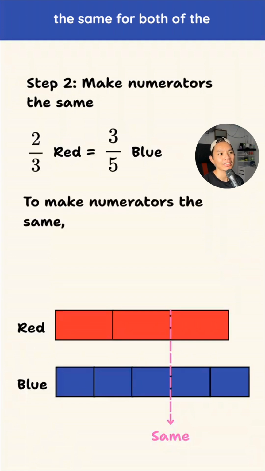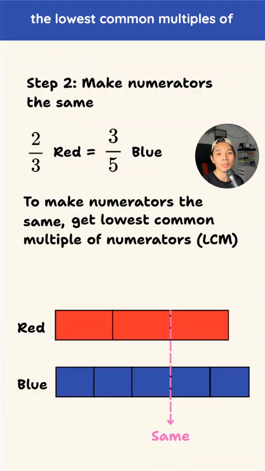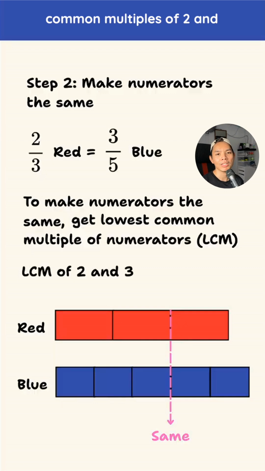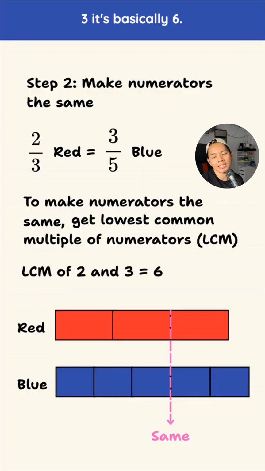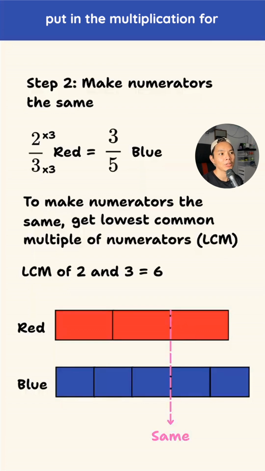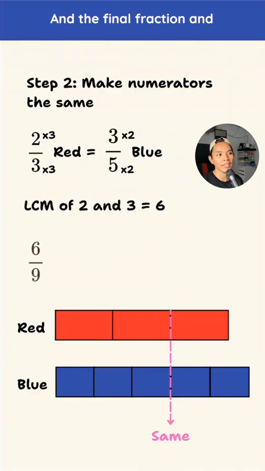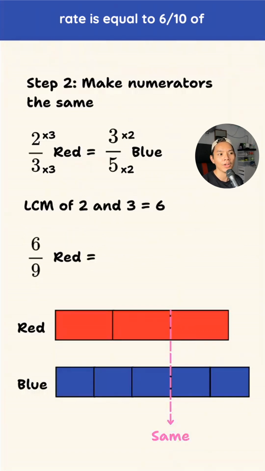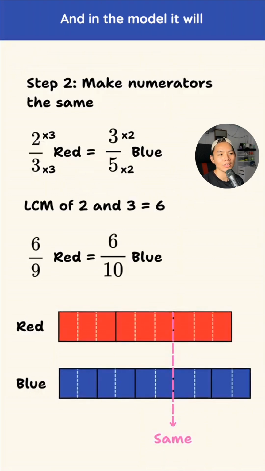So the next step is making the numerators the same. To make the numerators the same for both of the fractions, we need to get the lowest common multiple of the numerators, or we call it LCM. So to get the lowest common multiple of 2 and 3, it's basically 6. So now we need to just put in the multiplication for red, which is times 3, and for blue, times 2. And the final fraction and equation will be 6 over 9 of red is equal to 6 over 10 of blue. And in the model, it will split to look something like this.